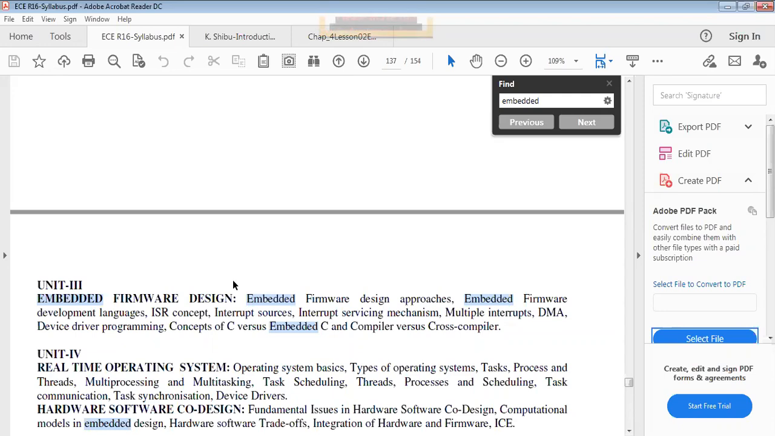Next, embedded firmware development languages. What are the different embedded firmware development languages? You are already aware of the classification of these languages as low level language and high level language. In low level language, there are machine level language and assembly level language. Regarding high level language, there are C, C++, Java, Oracle, .NET, PHP. There are several high level languages.